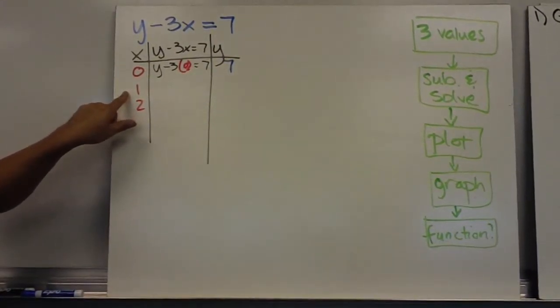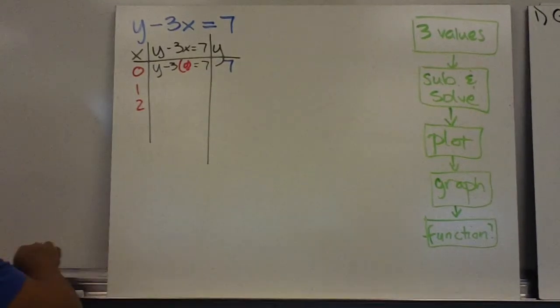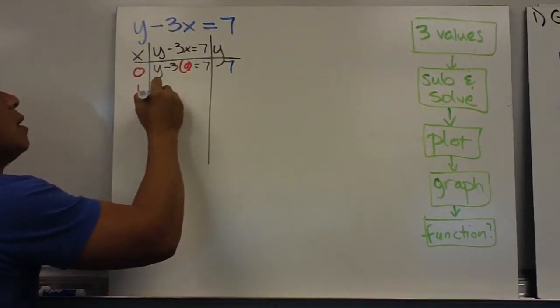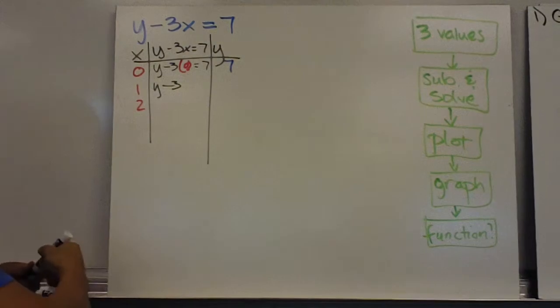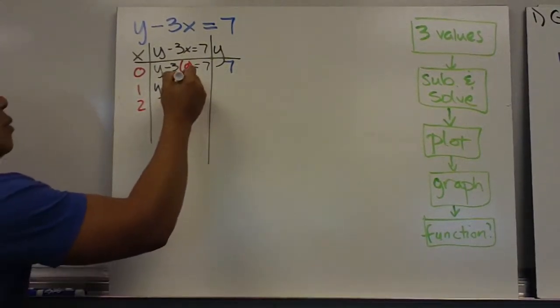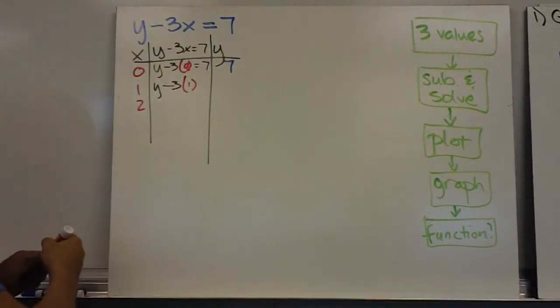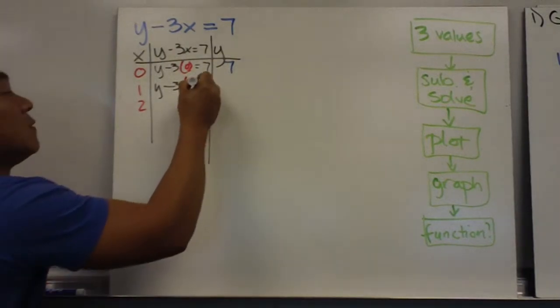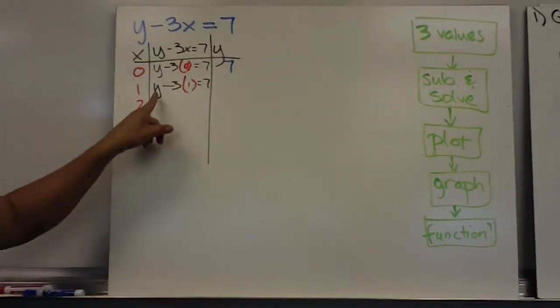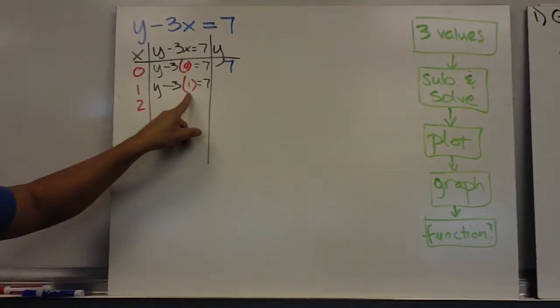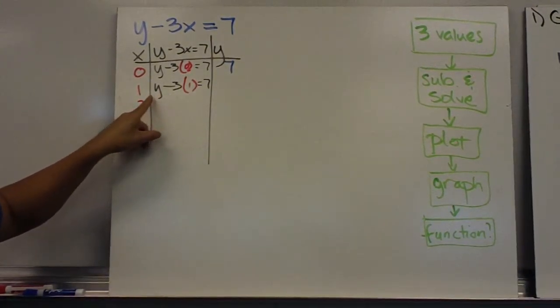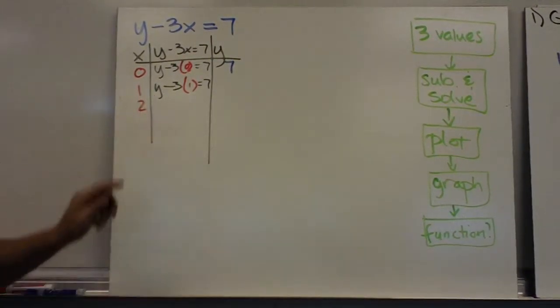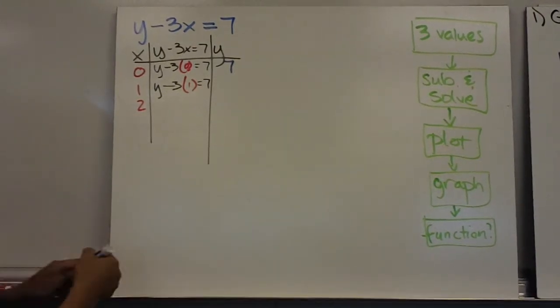So let's put in the 1. So it'll be y minus 3. Put the 1 in here, is equal to 7. So y minus 3 times 1 is 3, is equal to 7. So the answer would be y would have to be 10.